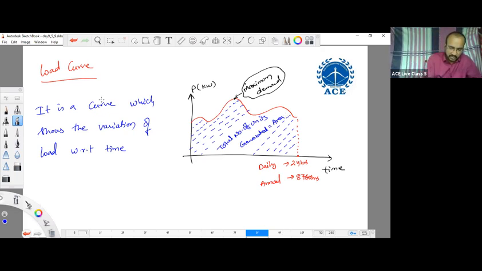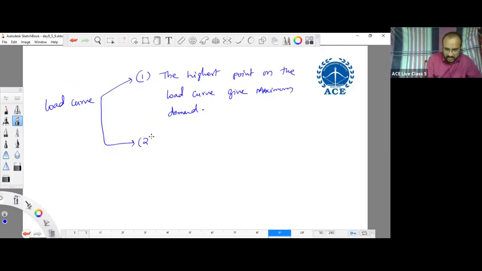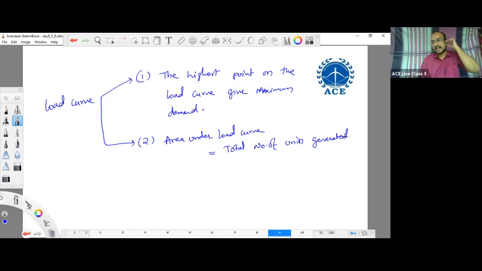Okay. So the second point that you can obtain is the area under the load curve. The area under the load curve gives the total number of units generated. So if you can calculate the area under the load curve, we can calculate how many units are being generated.